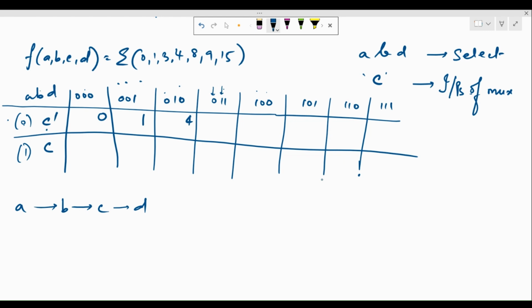0 1 0 1 corresponds to 5. 1 0 0 0 is 8. 1 0 0 1 is 9. 1 1 0 0 is 12. 1 1 0 1 is 13. So on and so forth. You can fill up this row also.